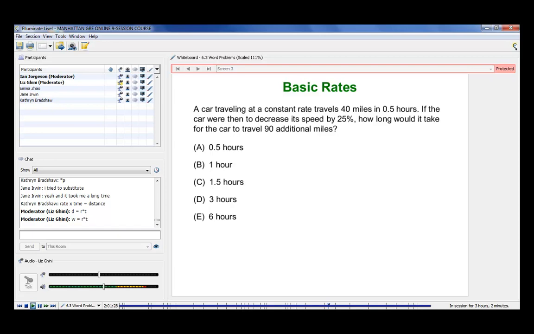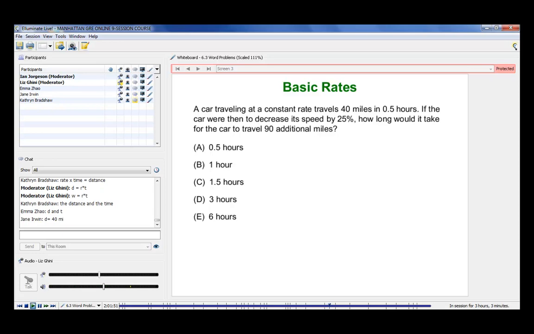Okay, now let's look at this and let's think it out. Again, it's just translating to math using, in this case, the dirt equation. A car traveling at a constant rate travels 40 miles in 0.5 hours. What does that tell us?